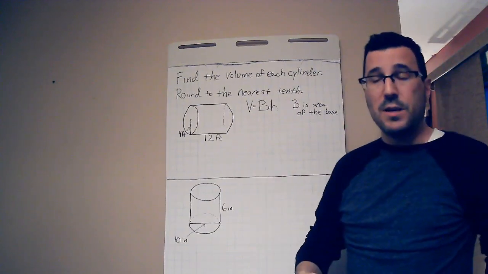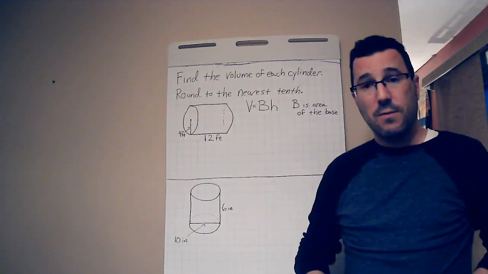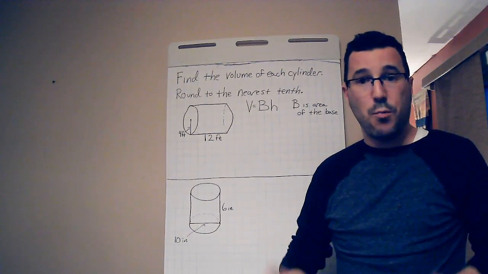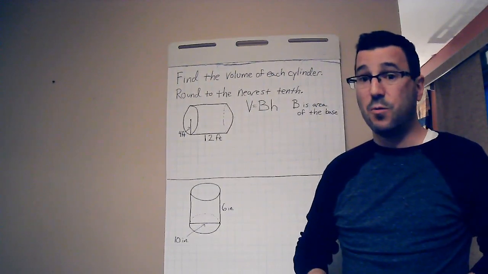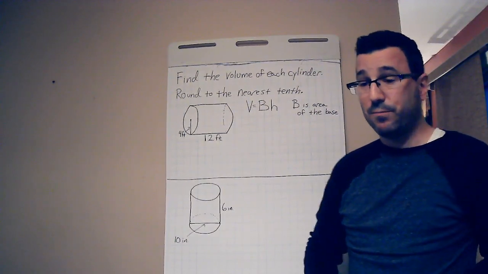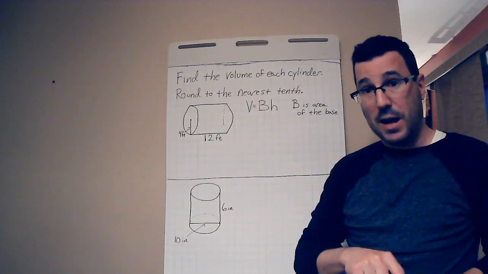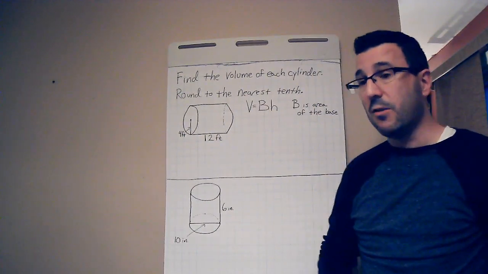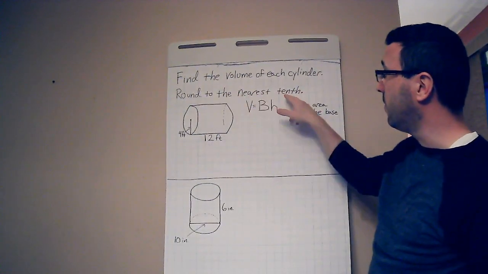Now, when we do these, depending on how they ask the question, we can leave these in terms of pi, or we can round and use 3.14. For the problems that you're going to be doing on Delta Math, they actually just want you to round to the nearest tenth by using the pi button on your calculator. So when you type these things into the calculator, you're going to hit the button that has the pi symbol, and that will give you a more exact answer, but then you're going to round it to the nearest tenth. So what I have here, find the volume of each cylinder, round to the nearest tenth.